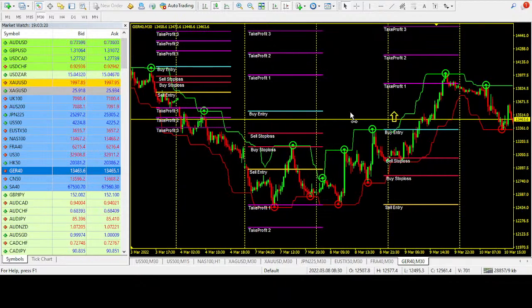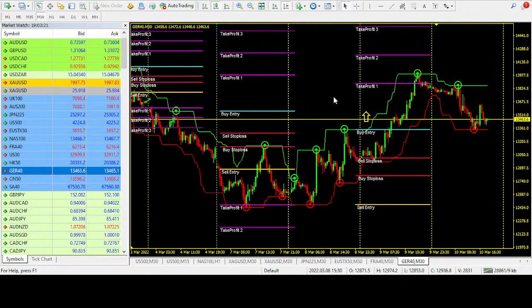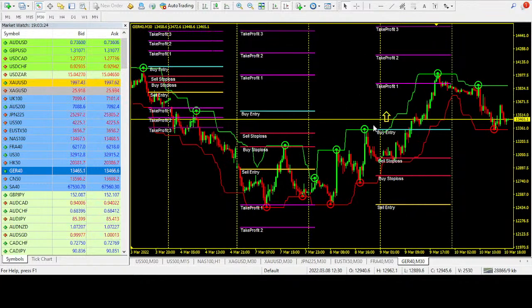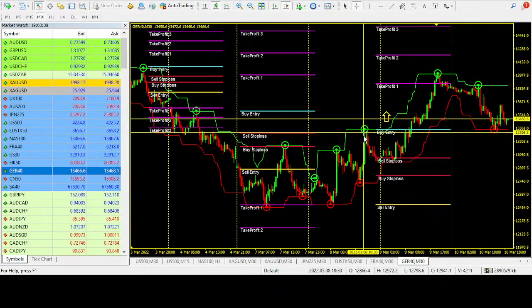So let's start with the buy setup. How do you determine a buy trade? The first thing you need to see before you even open up a buy trade, guys, and this is very important, is that the system has to paint a green dot. It needs to paint a green dot right there. It has to paint a green dot.